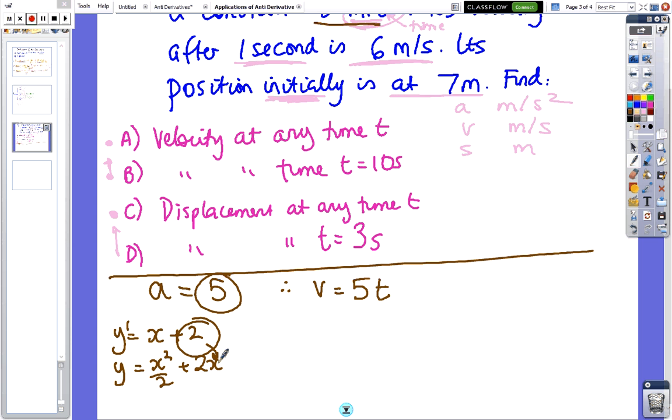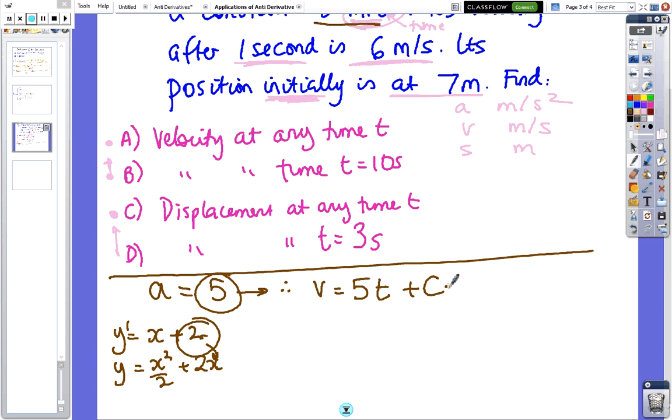So if a is 5, then v equals 5t plus a constant, because we don't know what happened to any constant when we differentiated. When we have a number and we're trying to anti-derive, we just add the letter, and here the variable is t.